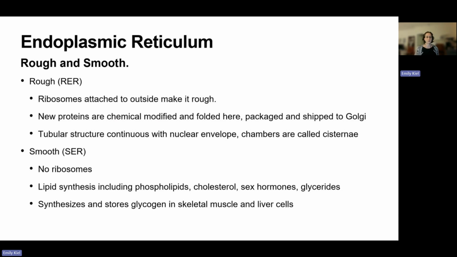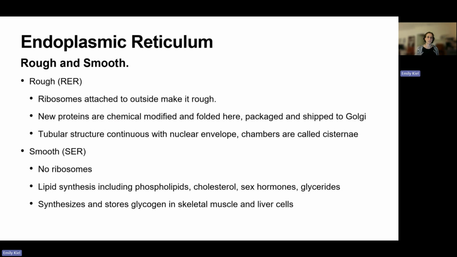Speaking of the endoplasmic reticulum, we have the rough and smooth versions. The rough endoplasmic reticulum, also called the RER, has ribosomes attached on the outside to make it rough. Once those proteins are made, they are modified and folded in the rough endoplasmic reticulum, and then they're packaged and shipped to the Golgi apparatus. And the rough endoplasmic reticulum is continuous with the nuclear envelope. It's kind of tubular, and its chambers are called cisternae. And we'll see that word again in some of our other organelles.